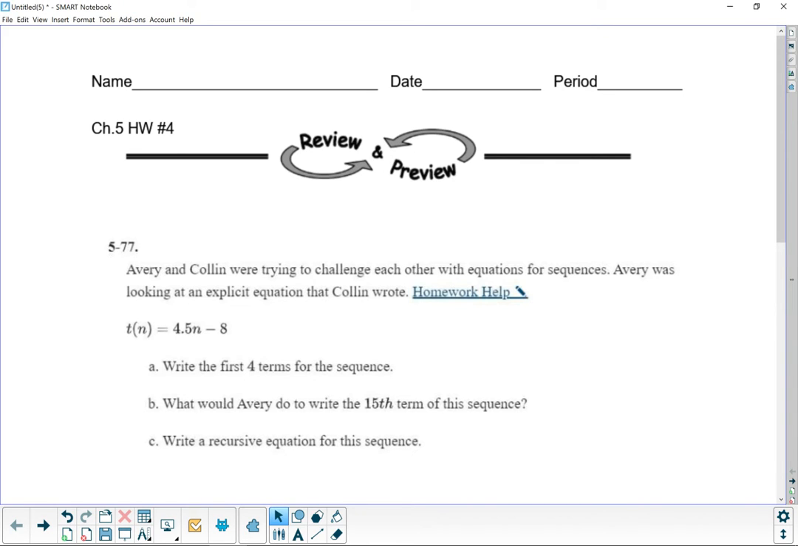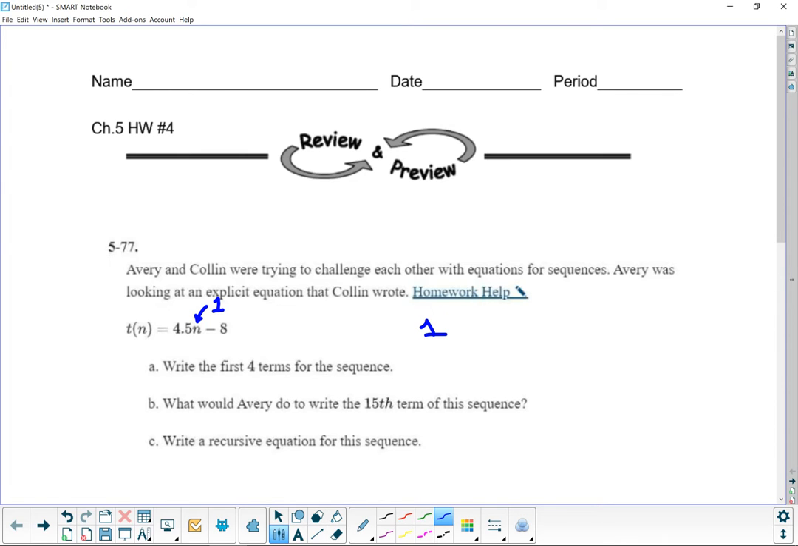Avery and Colin were trying to challenge each other with equations for sequences. Avery was looking at an explicit equation that Colin wrote. Okay, the one that Colin wrote is t of n equals 4.5n minus 8. First, write the first four terms for the sequence. So the first term is when you put 1 in there.